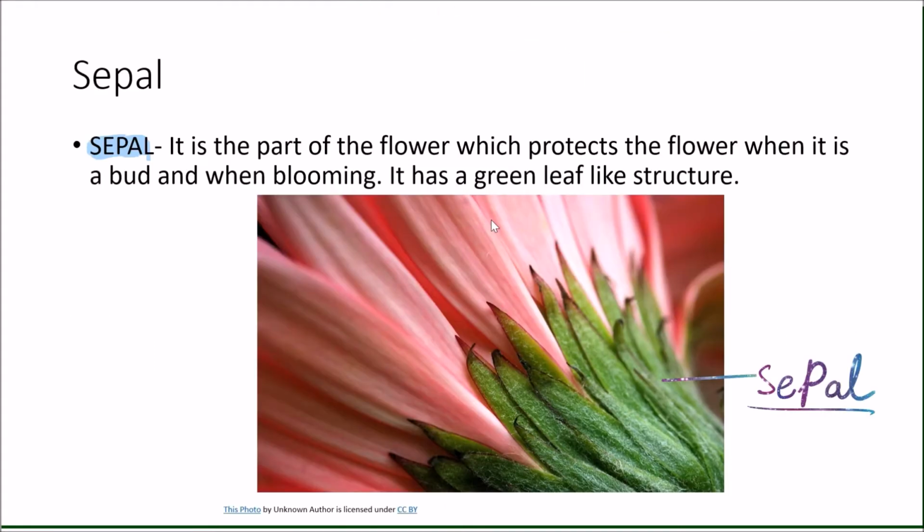So, what is a sepal? It is a green, leaf-like structure which protects the flower from winds, and other things like floods and rains. So it protects the flower mainly when it is blooming. It has a green leaf-like structure.